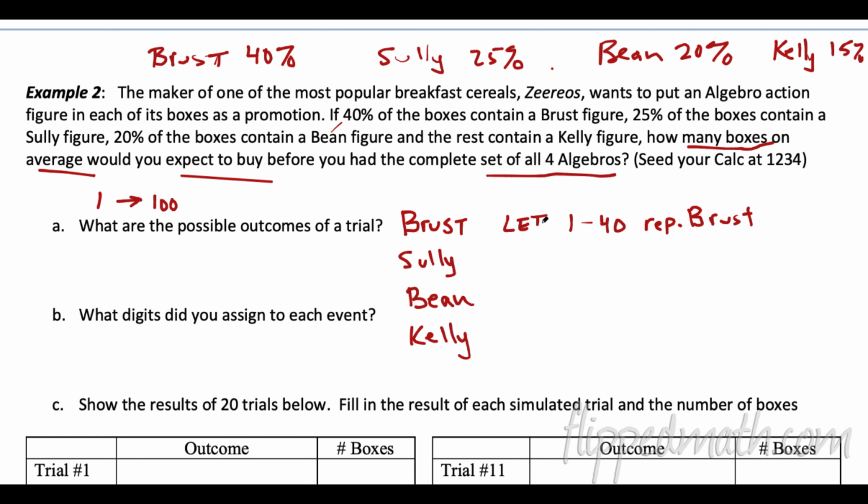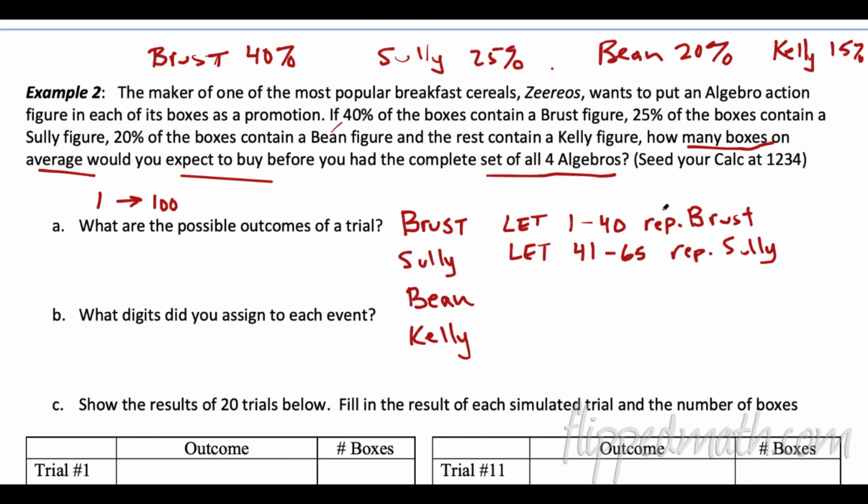Okay, so that's 40 numbers out of the 100, so that'll give me 40%. Now Sully is 25, so that means out of the 100 numbers, I'm going to let numbers 41 through 65 represent Sully, because that is 25 numbers, right? That means I have a 25% chance of pulling out a Sully if there's 25 numbers out of the 100.